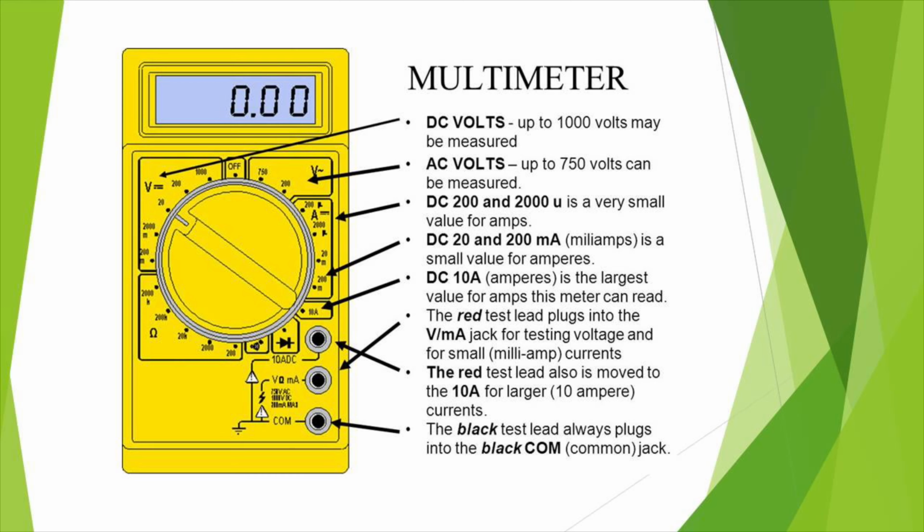The next one is a digital multimeter photo. It shows DC voltage, which can measure up to 1000 volts, and AC voltage up to 750 volts can be measured. And DC 200 and 2000 microamperes is a very small value for ampere. The next one is DC 20 and 200 milliamperes, which are also small values for ampere. And DC 10 amperes is the largest value for amperes this meter can read. There is also a port for the transistor testing plug-in and the other test plug-in.